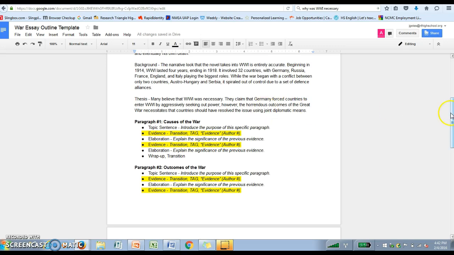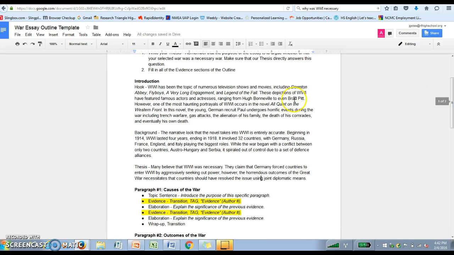So this is how you want to do your introduction. You want to have your hook, your background, and your thesis. Now mine ended up pretty long. It is 1, 2, 3, 4, 5, 6, 7, 8, 9, 10 sentences. That probably should be the maximum of how long your introduction is. It really shouldn't be any longer than 10 sentences. However, that being said, it also shouldn't be any shorter than 5 sentences. So please shoot between 5 and 10 sentences for your introduction.